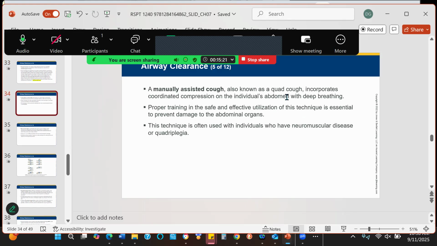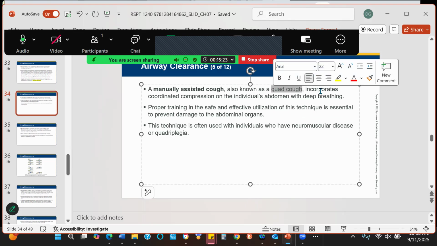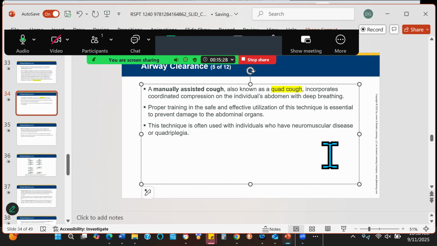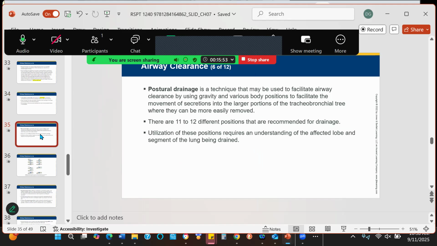Manually assisted cough, also known as quad cough, that's what you'll hear at the hospital, is where we actually help the patient cough by using our hands. We'll show you a picture of that before you do it at the hospital, but you're assisting the patient who can't generate a good cough on their own. Maybe they're partially paralyzed from trauma, or maybe they have very weak muscles like muscular dystrophy or something like that. But quad cough, yeah, very, very useful technique. You'll be doing that soon.